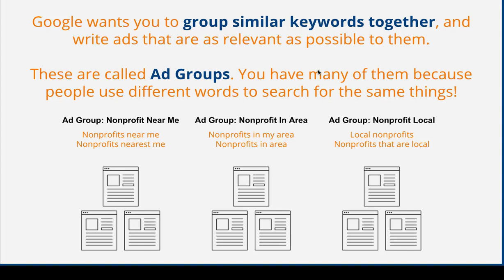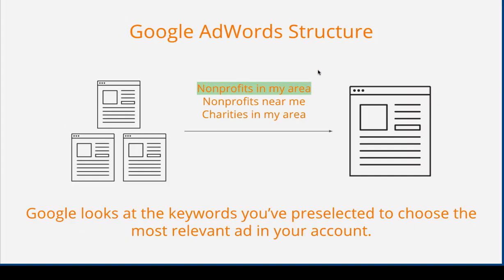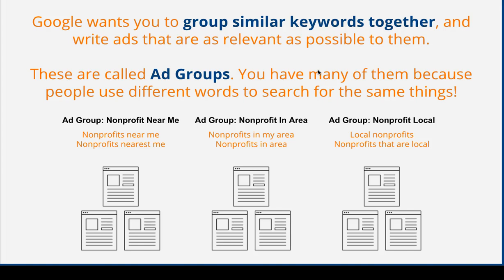So what Google wants you to do is to group similar keywords together and write ads that are as relevant as possible to them. And these are called ad groups. And you have many of them because people use different words to search for the same things. So for example, we were looking at these different keywords before that are very similar, but just slightly different. And we can create an ad group for each one. So we can create an ad group for a nonprofit near me, one for nonprofit in my area, and one for nonprofit local. I know the past example we had one that was charities in my area, but I think you still get the picture here.